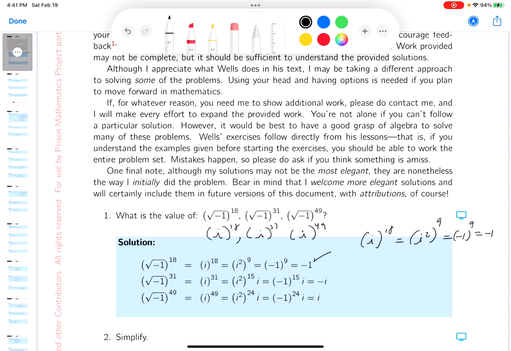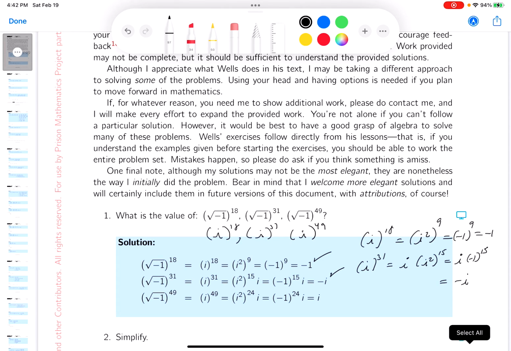Let's do the next one. That's going to be i to the 31st power. So what I'm going to say, I definitely see an i, and then I see i squared to the 15. And then what do I see? I see i squared is minus 1 to the 15th power. What do I get there? Just simply minus i. See that right there.